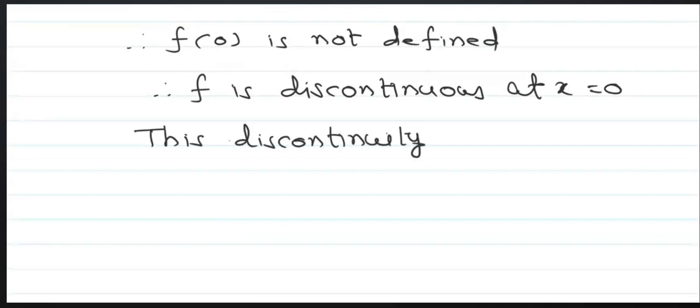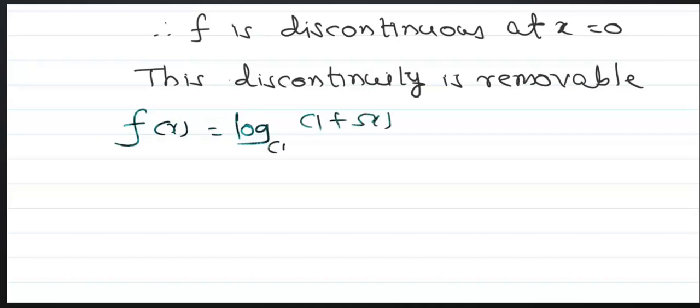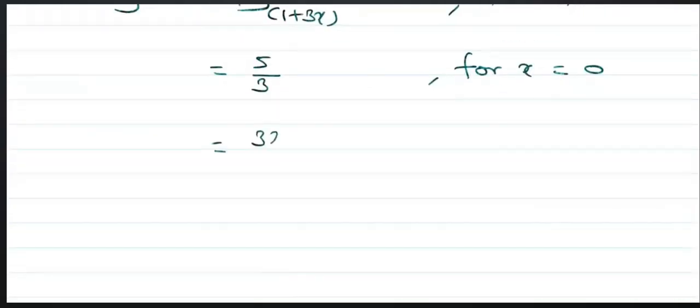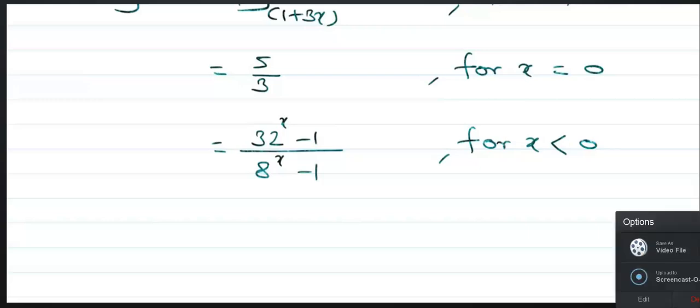This discontinuity is removed by redefining. We will redefine f of x is equal to log of 1 plus 5x to the base 1 plus 3x for x is greater than 0, and 5 upon 3 for x is equal to 0, and 32 raised to x minus 1 upon 8 raised to x minus 1 for x is less than 0. In this way, we redefine to make the given function continuous.